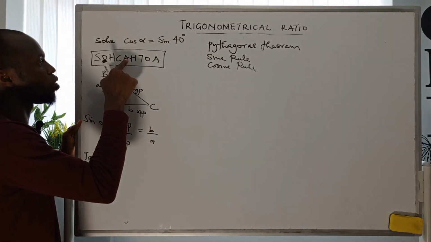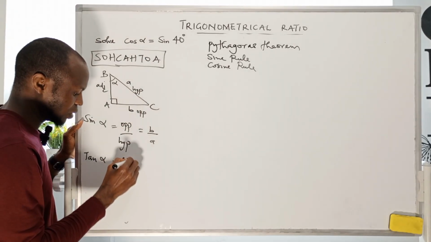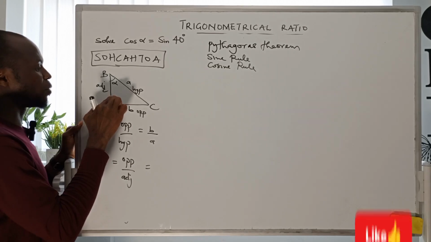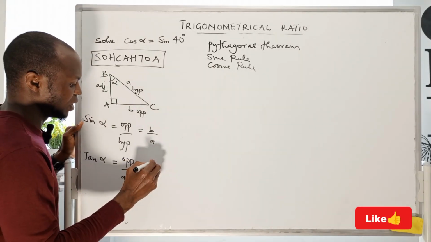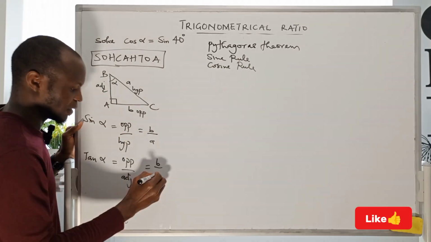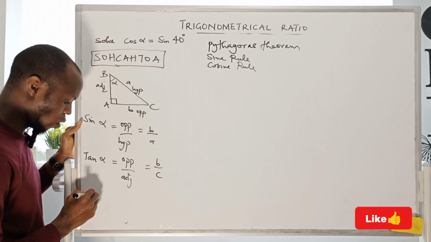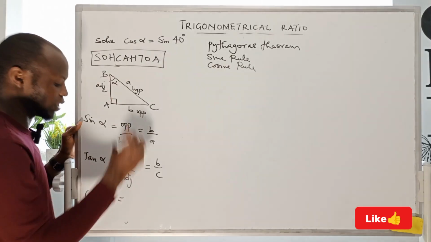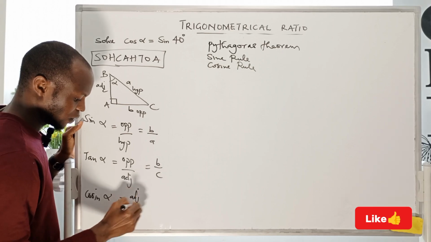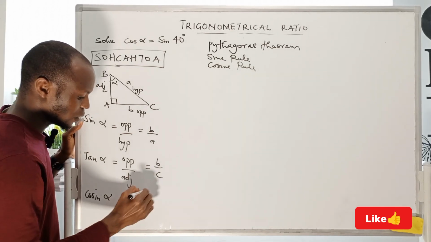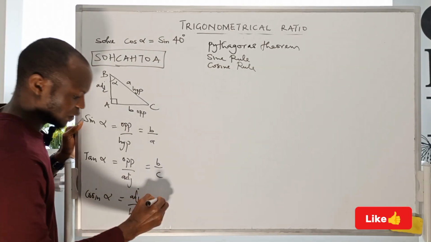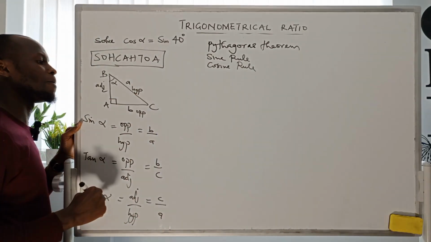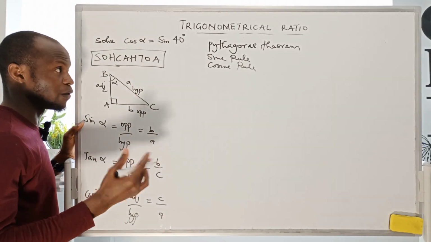Now, my tan alpha, tan is what? Opposite over adjacent. My opposite is B, and my adjacent is C. Now, my cosine of alpha, cosine is what? Adjacent over hypotenuse. My adjacent is side C, and my hypotenuse is side A. Are you following me?